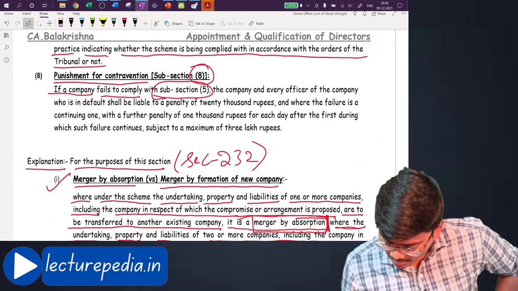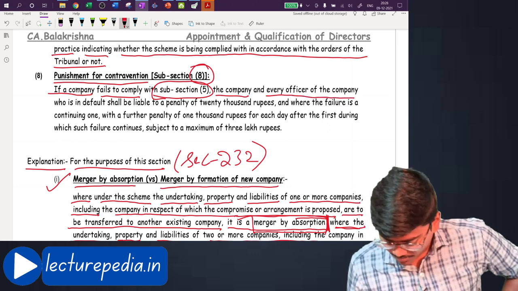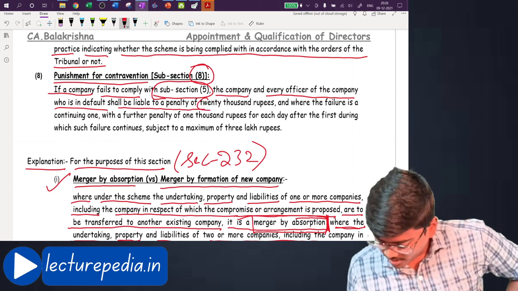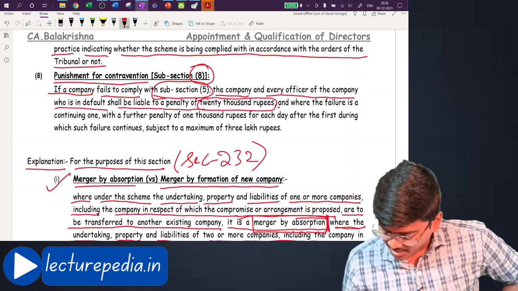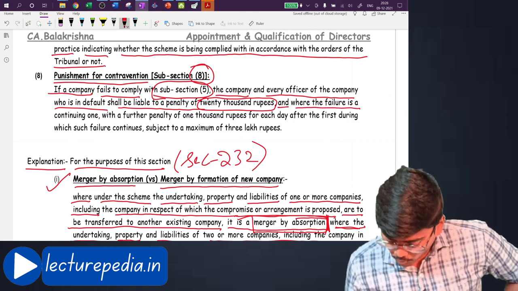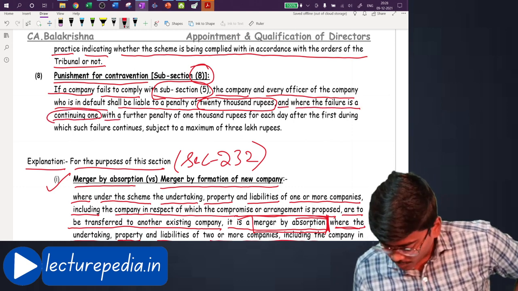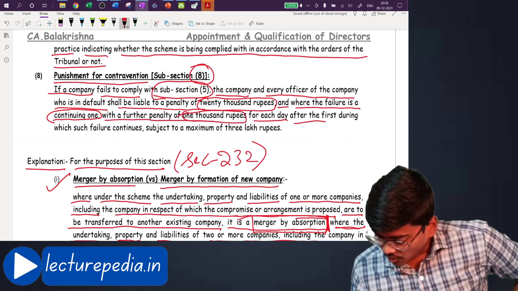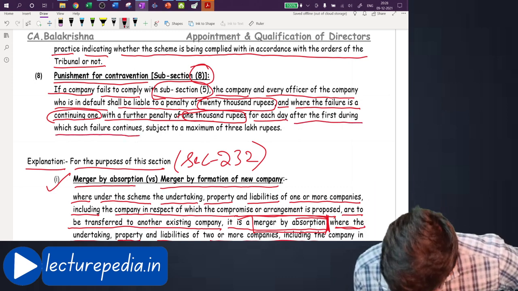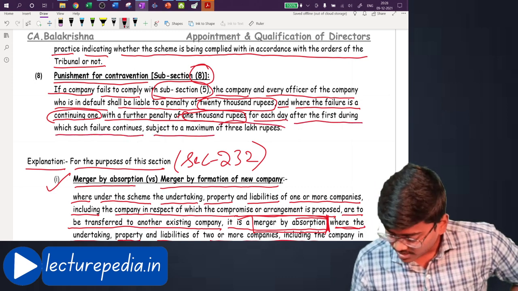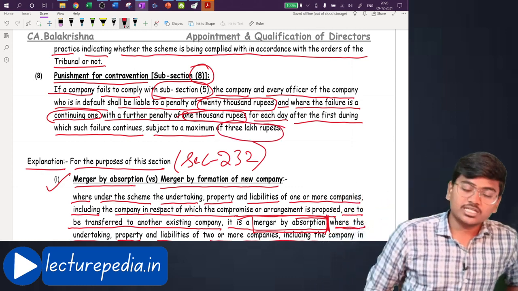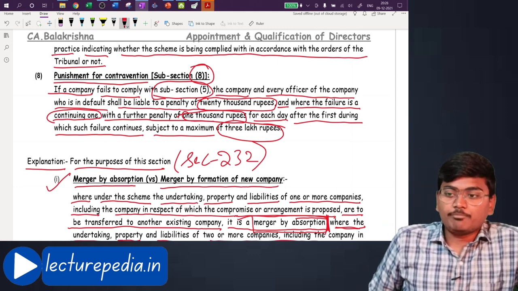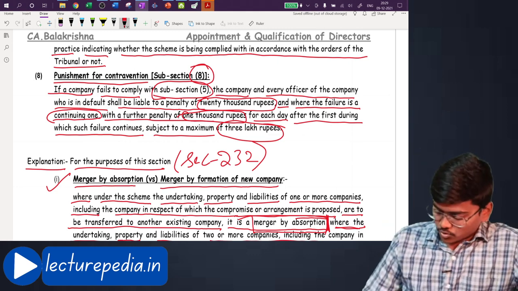See, the company and every officer of the company who is in default shall be liable to a penalty of 20,000 rupees, and where the failure is a continuing one, with a further penalty of 1,000 rupees for each day after the first during which such failure continues, subject to a maximum of 3 lakhs. That would be the penalty which would be levied on the company and officers. There is nothing to be explained in the penalty. We have to learn the penalty by heart. There is no other option.